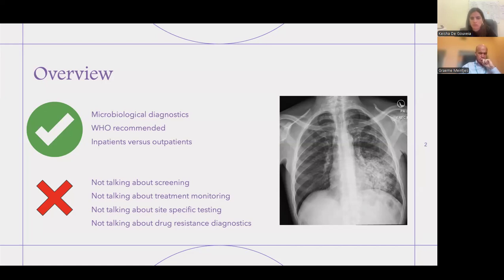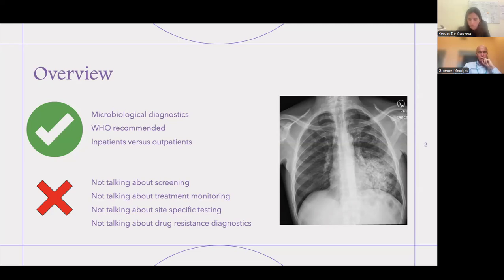For today, I'm going to be ultimately focusing on microbiological diagnostics, so not really much of a focus on others like radiology, but if there's time, we can maybe come to it at the end. I'm going to be focusing on what is recommended by the WHO specifically, but we'll mention some other up-and-coming potential diagnostics with that. And I've split the whole talk into inpatients versus outpatients because they're quite a different approach to these diagnostics in those two groups.